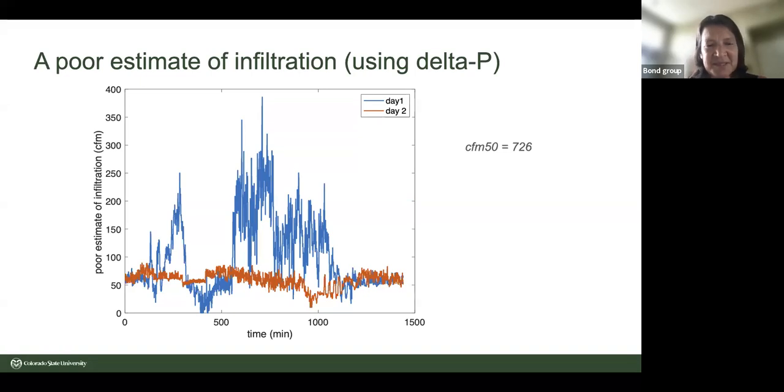So this is where all the uncertainty is. Using our 3 delta pressures, here is my currently very bad estimate of infiltration. So day 1 has all the wind, and you can see it's jumpy, and the infiltration may rise when the wind is high. And on day 2, it's more flat, and that's what you would expect from something that isn't as jumpy as wind.